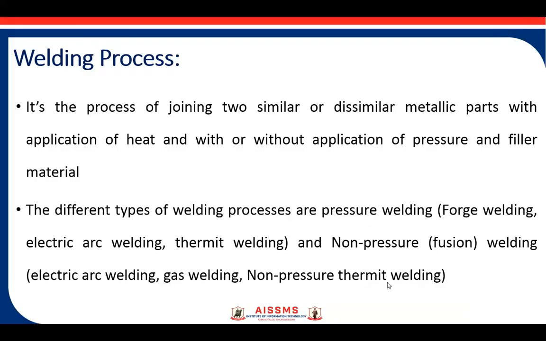Welding process is the process of joining two similar or dissimilar metallic parts with the application of heat, with or without application of pressure and filler material. The different types of welding process are pressure welding, wherein forge welding, electrical arc welding, thermite welding are the different types, and non-pressurized welding, that is also called as fusion welding. Herein electric arc welding, gas welding, non-pressure thermite welding are the different types of the welding processes.